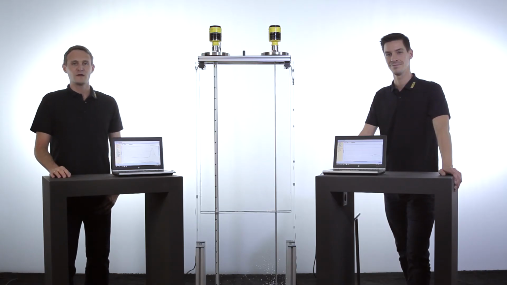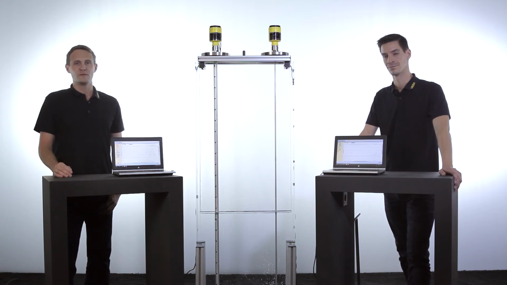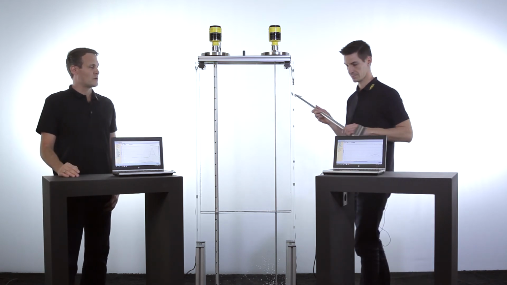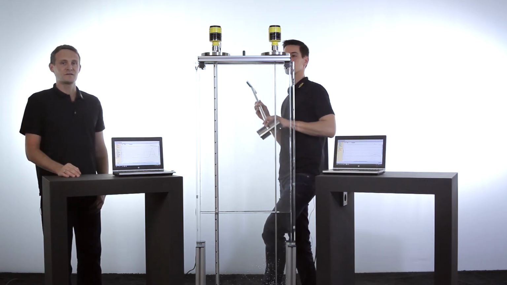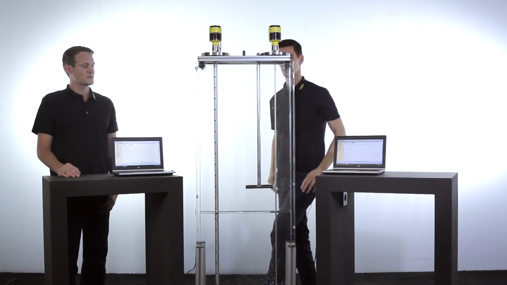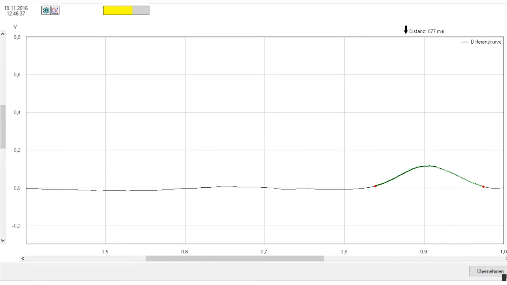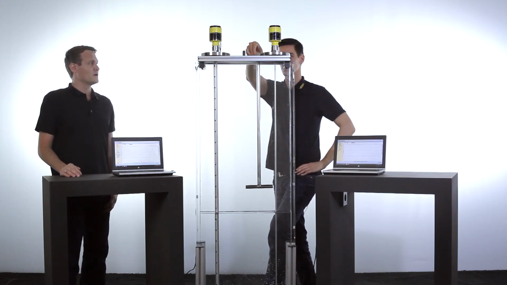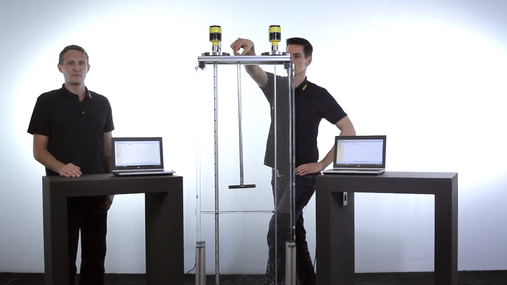Let's have a look now at an extreme case where installations like heating coils or ladders are placed too close to the probe. We will simulate this now by inserting this metal bar into our tank and see if it has an effect on our measurement. We can see already for the rod probe, this has an influence on the measurement, so this is really too close to the probe. And let's see how this affects the coaxial probe.